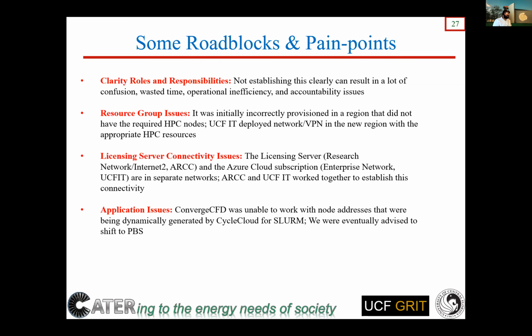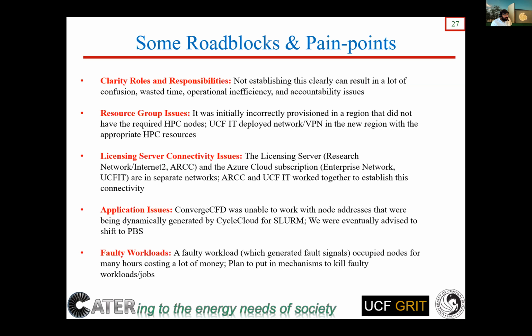We had some application issues with Convert CFD. The thing is, once you're working on the cloud, as soon as the jobs are finished the nodes are deprovisioned. There was a certain way the names were being dynamically generated, and the Convert CFD application was unable to pick up those names. For now, we did shift to PBS, but the hope is to resolve this with Slurm. Otherwise, there will be no point in containerizing the application itself.